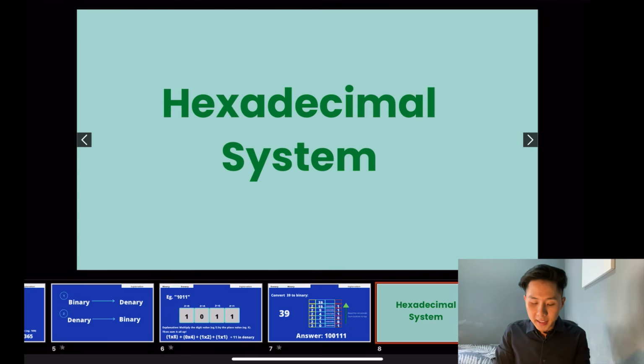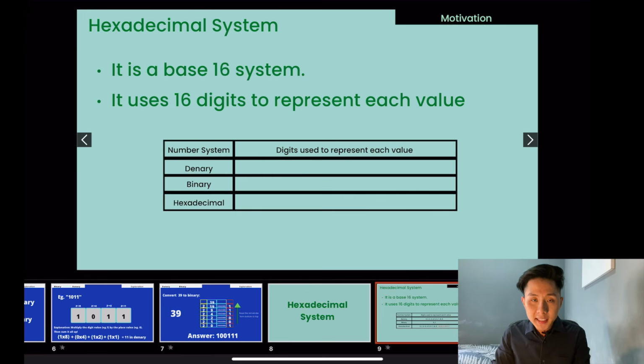Next up, the other number system that we computer scientists will care about is called the hexadecimal system. And it is a base 16 system. In binary, we know that there are only two unique values, 0 and 1. Therefore, it is a base 2 system. And in denary, we have the values from 0 to 9, as you can see in this table, in which it is a base 10 system because it has 10 unique values. Binary only 0 and 1.